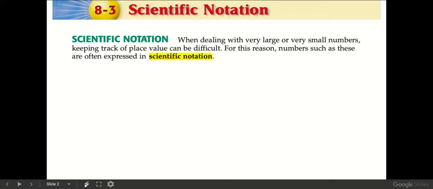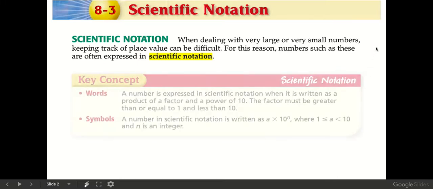So scientific notation is used when dealing with very large or very small numbers. Like I said, small numbers refer to things that require a lot of decimal places, and keeping track of place value can be very difficult. For this reason, numbers such as these are often expressed in scientific notation.